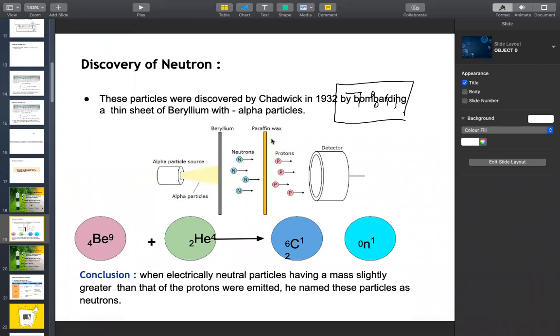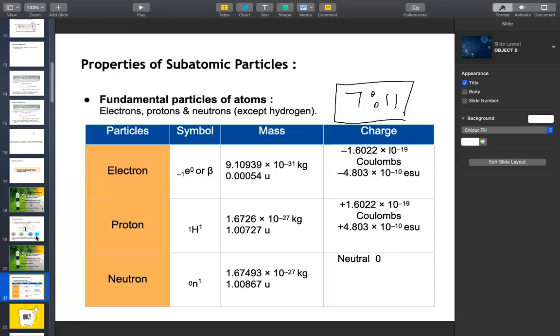Three fundamental particles have been discovered, right? Fundamental particles means no matter whatever the gas is, these three fundamental particles, that is electron, proton and neutron, were discovered. Got it? When electrically neutral particles having a mass slightly greater than that of proton were emitted, he named this particle as neutrons. Now, there must be some relationship between electron, proton and neutron in terms of their mass.